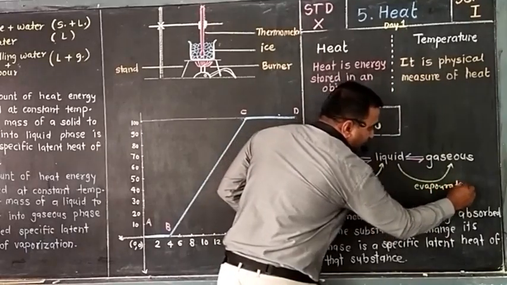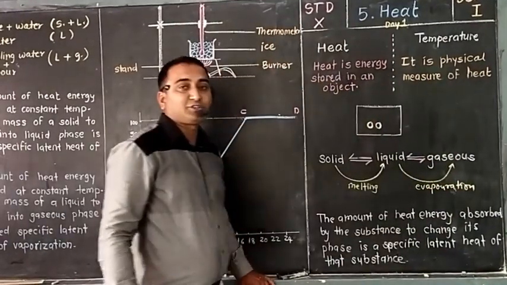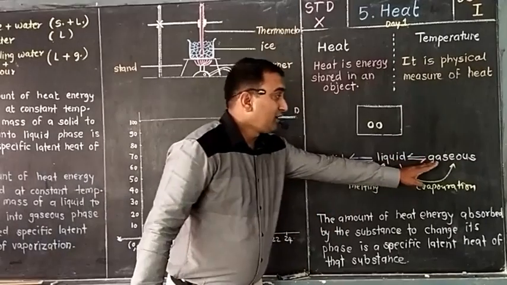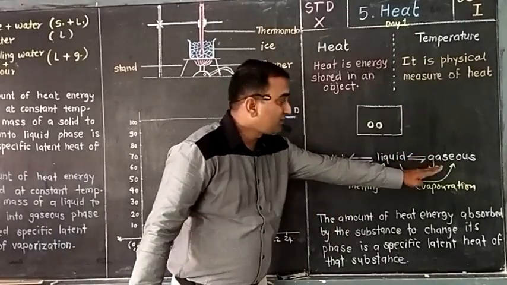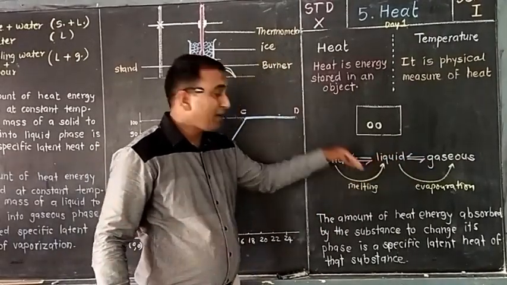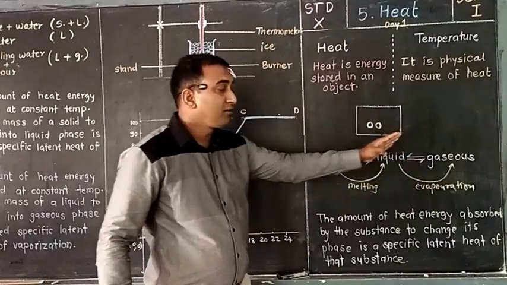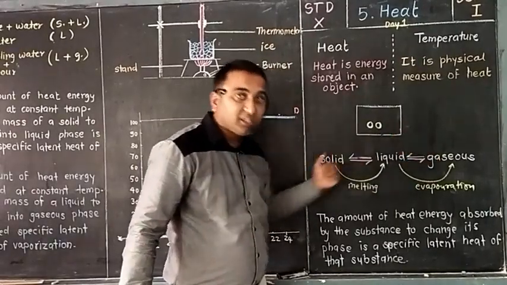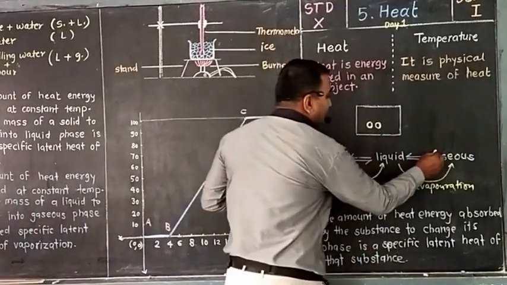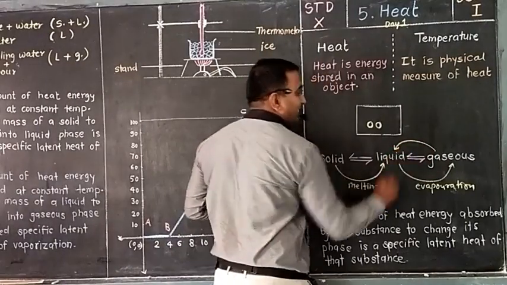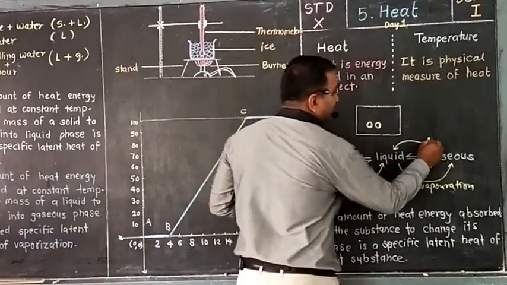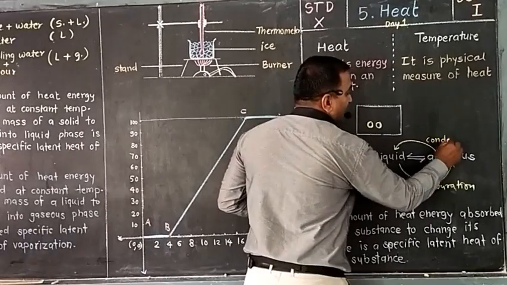Evaporation. What is this one? It is evaporation. Then, is there any process to convert gases into liquid? By providing heat it will happen. But if you remove the heat from that object, gases will convert into liquid again by removing the heat, and this is called as what?